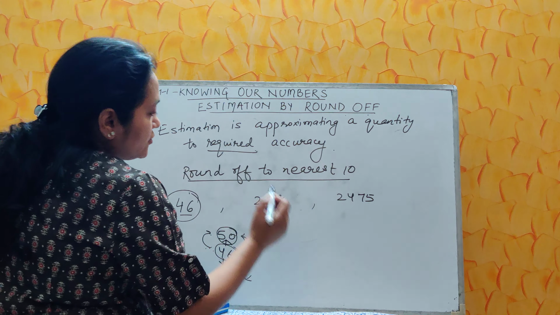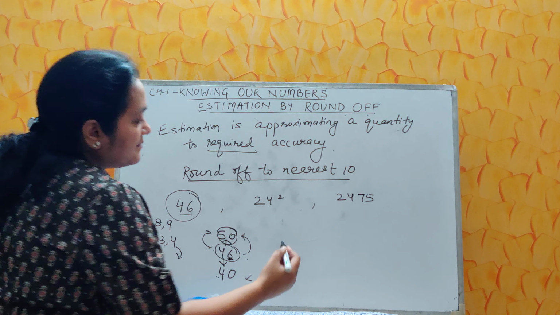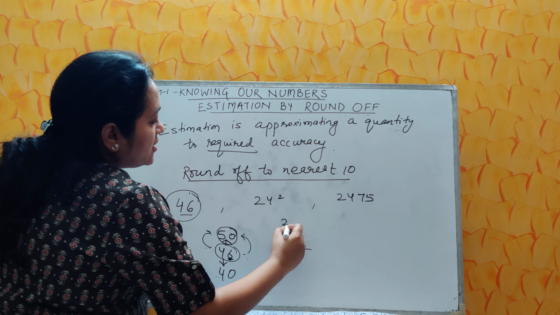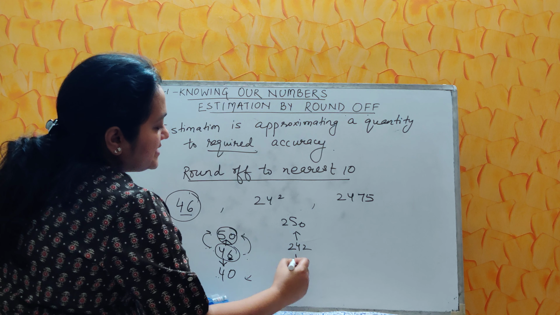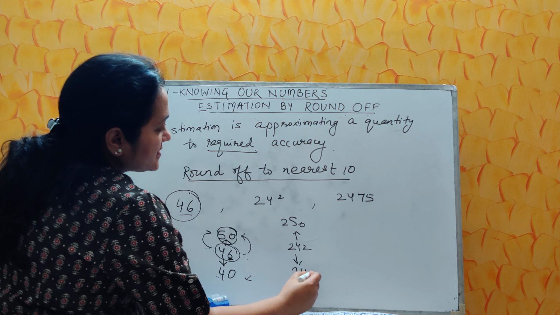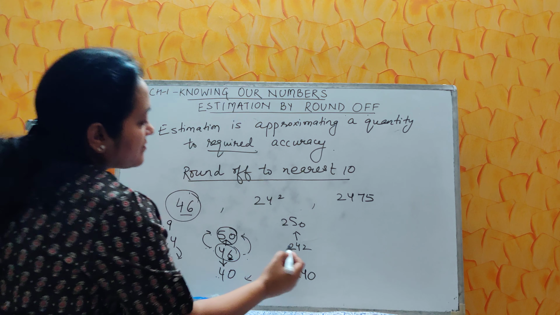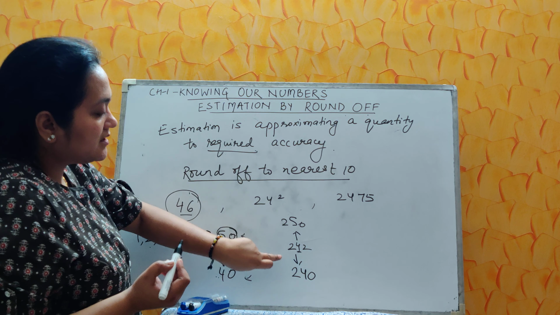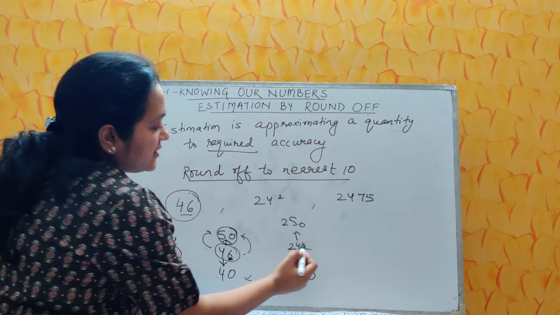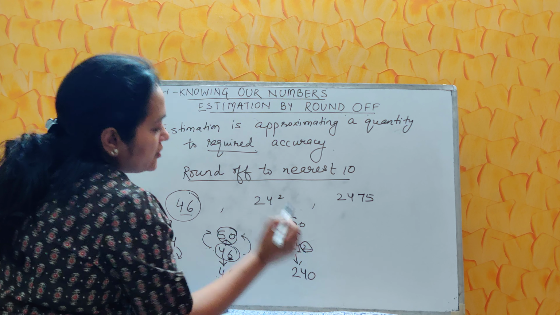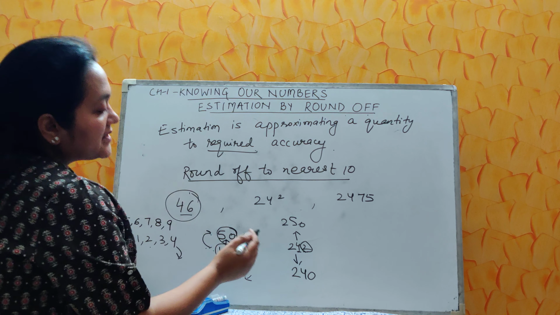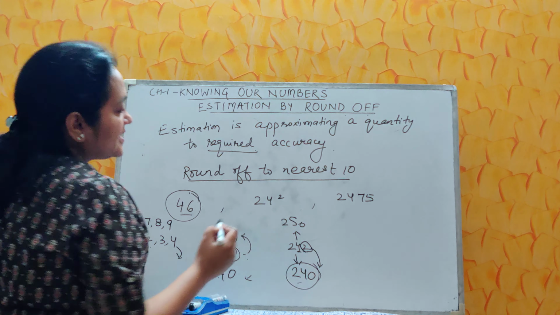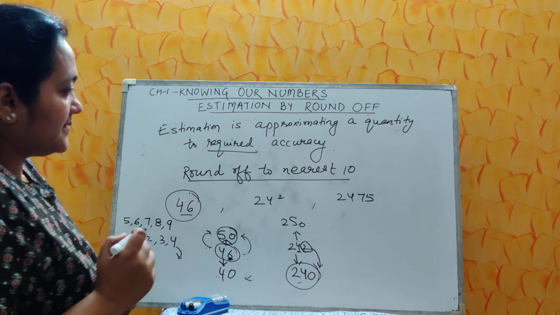Let's take another example, 242. The multiples of 10 between which 242 will lie are 240 and 250. Again, how will you decide whether it will be rounded up to 250 or rounded down to 240? You have to see this number on units place. Since the number is 2, it will be rounded down to 240. So in this case, my answer will be 240.